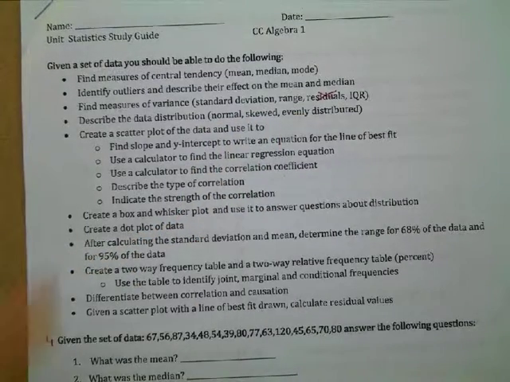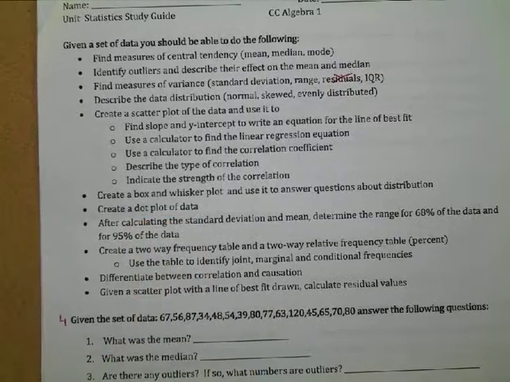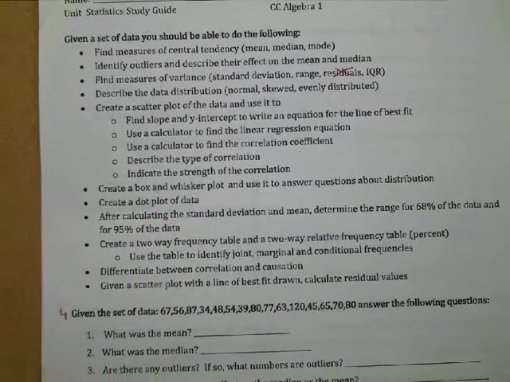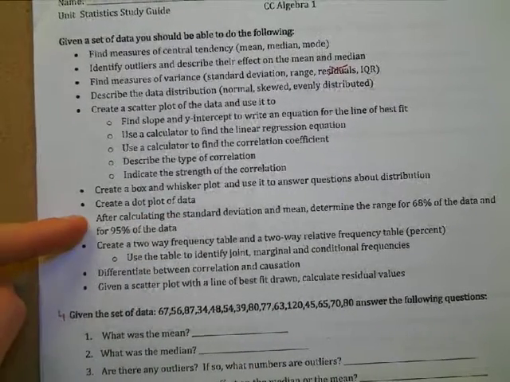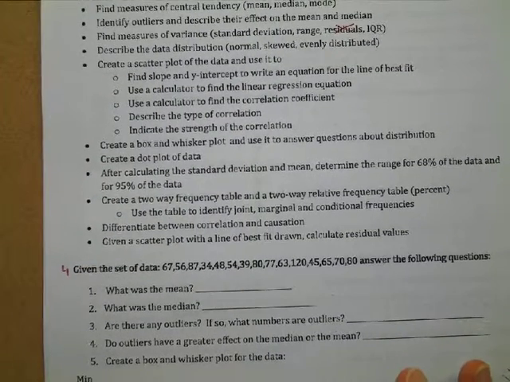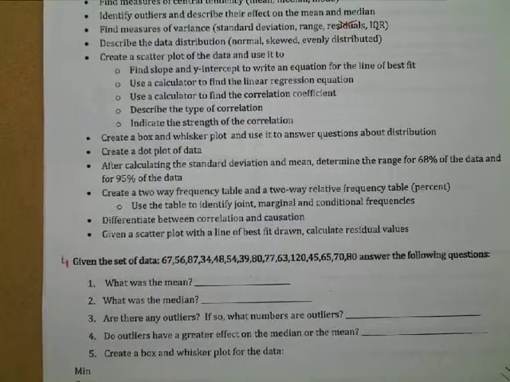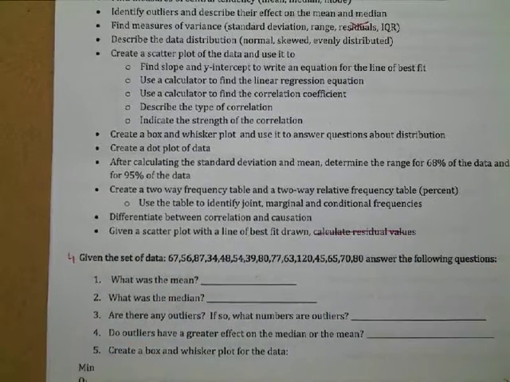Scatter plots, we'll talk about that here in a second. Box and whisker plots, hopefully you can do that too. Dot plots, we'll talk about that too. 68%, 95%, we'll do that here. Two-way frequency tables. Correlation, causation, we'll talk about that a little bit, but that's not super important right now. And then a scatter plot, give the line of best fit, and don't worry about those residual values again. You can cross that part out. Okay, so here we go.